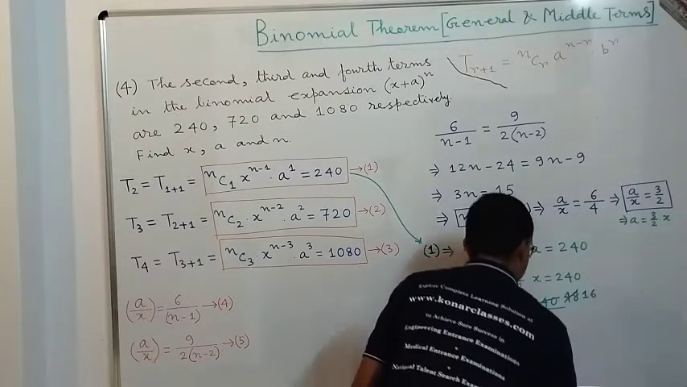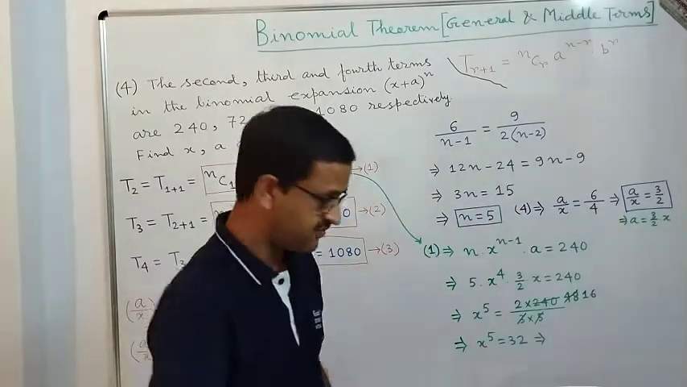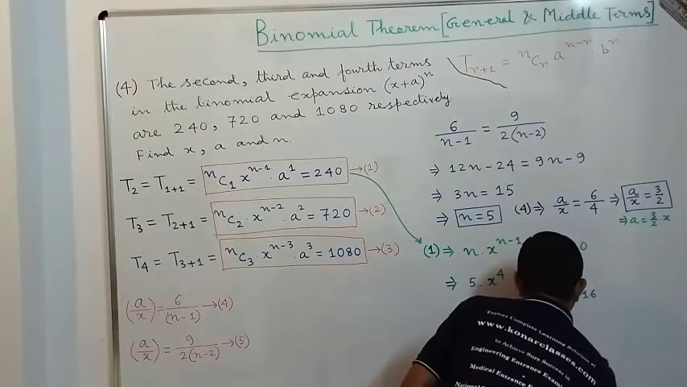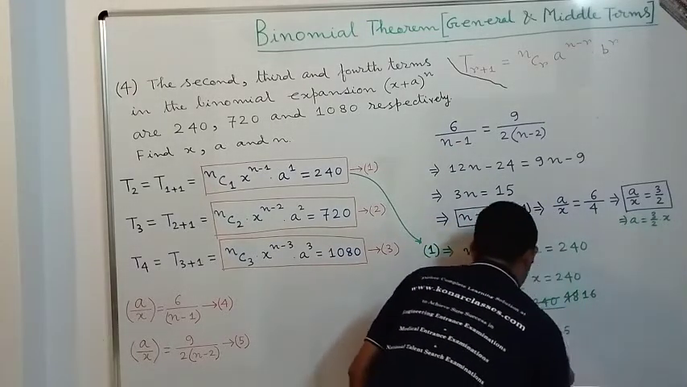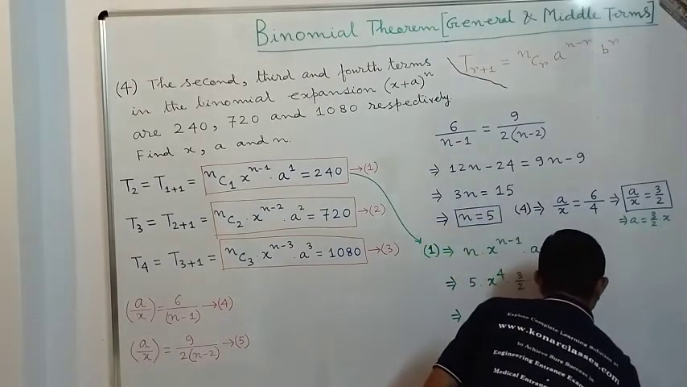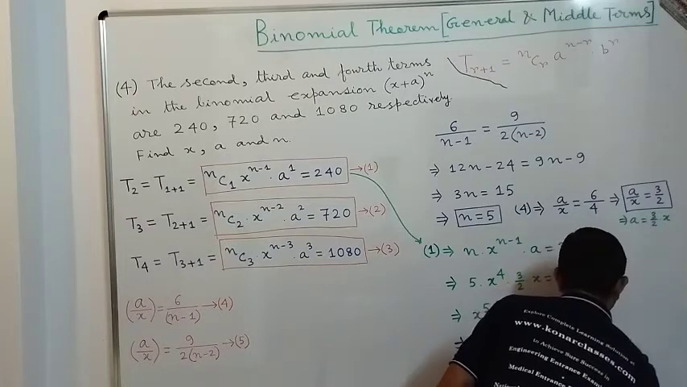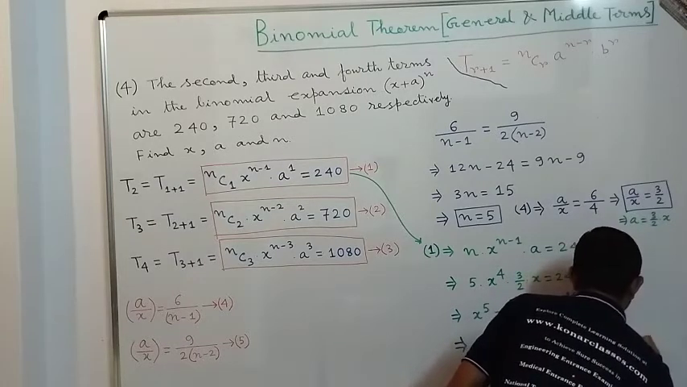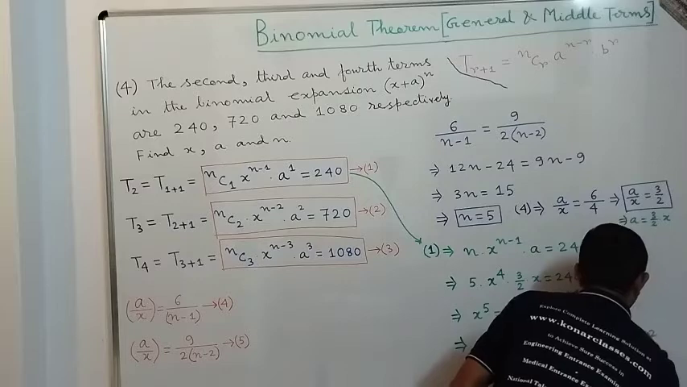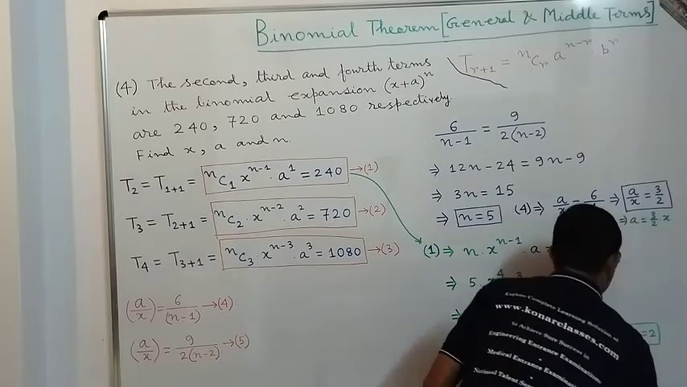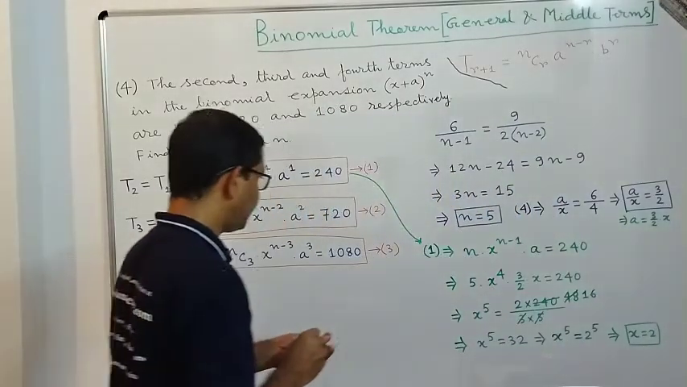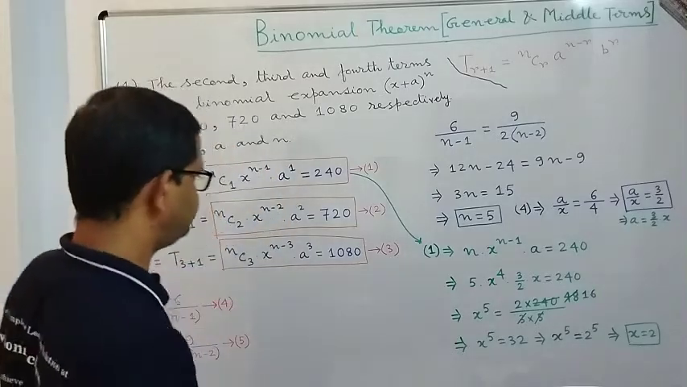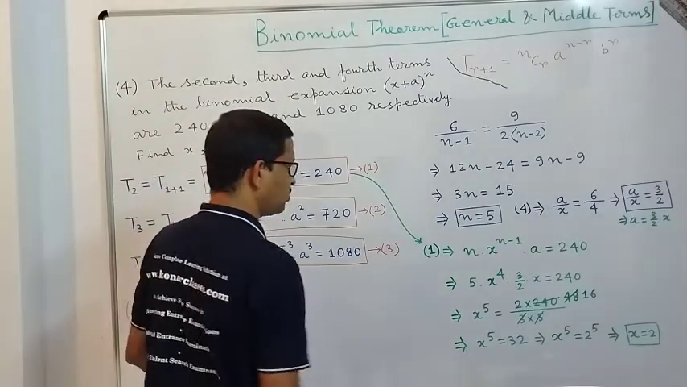Now we know, dear students, that 32 is 2 to the power 5. So x to the power 5 is equal to 2 to the power 5. From the laws of indices, we can say that the value of x is equal to 2. So we get the value of n equal to 5, and the value of x is equal to 2.